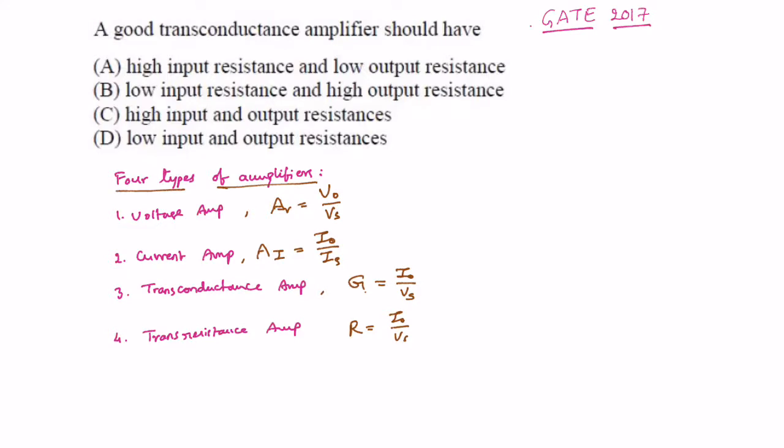They are based on what the amplifier accepts as input signal, whether the input is current or voltage, as well as what it produces, whether the output signal is current or voltage. So there are four different cases, which give four different types of amplifiers: voltage amplifier, current amplifier, transconductance, transresistance. Now we are interested in the transconductance amplifier.